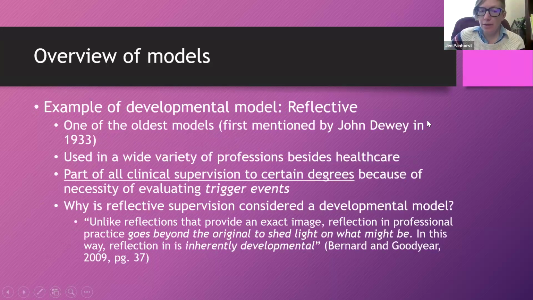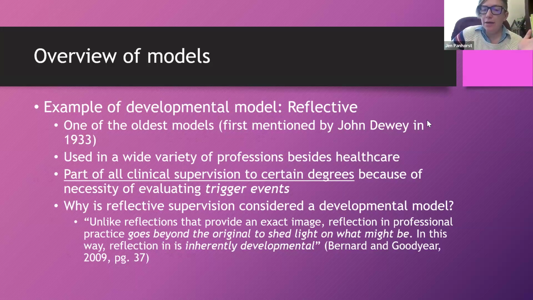So probably the most familiar developmental model is reflective supervision. And this is also one of the oldest models of supervision, at this point over 90 years old. A lot of you have probably heard of reflective supervision before. It's used pretty widely in a lot of professions. And to a certain degree, we use reflective supervision whether that is an explicit centerpiece of our model or not. Because a major task of supervision is looking at trigger events, which could be anything where the supervisee is having a hard time as a clinician, or something went out of the ordinary with their client, anything like that, we've got to reflect on those.